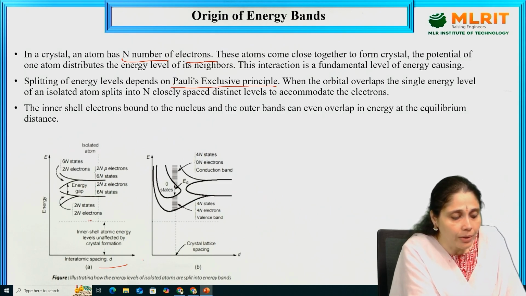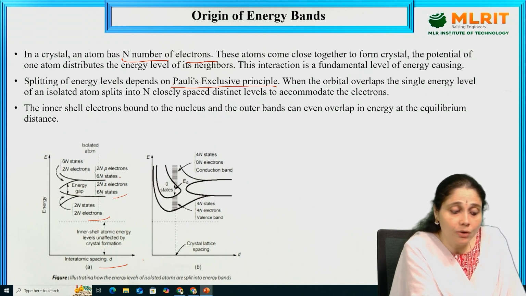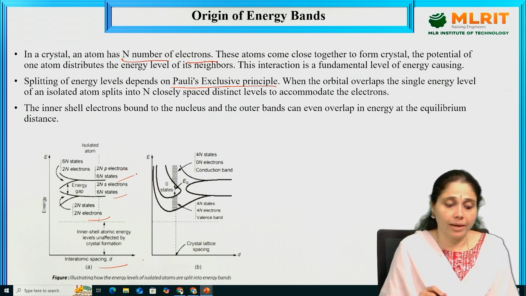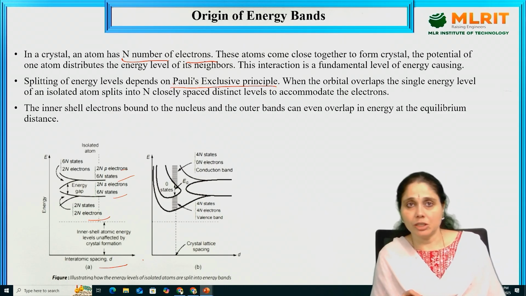2N s states, 2N electrons will be there. 6N p states, 6N electrons will be there. So, how are these distributed?